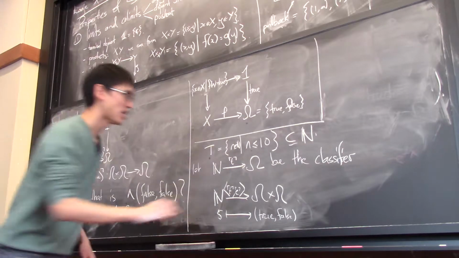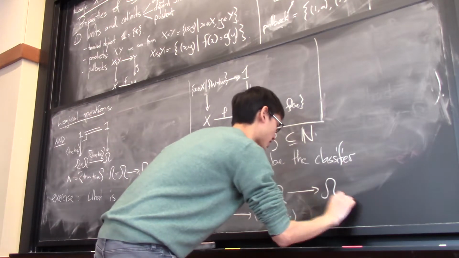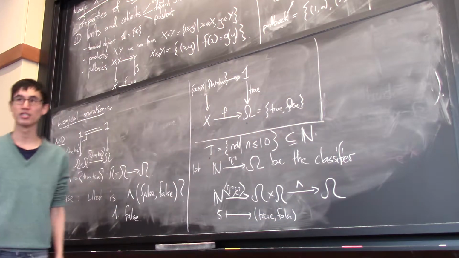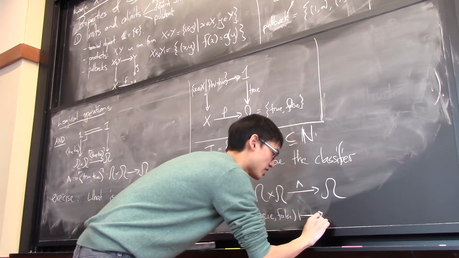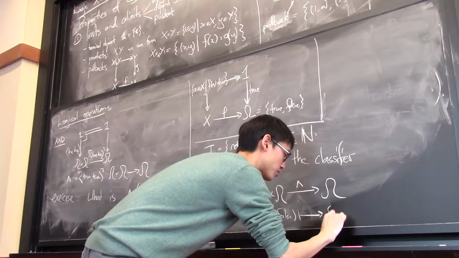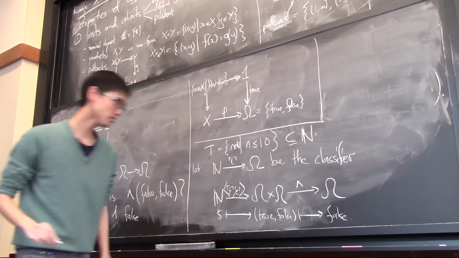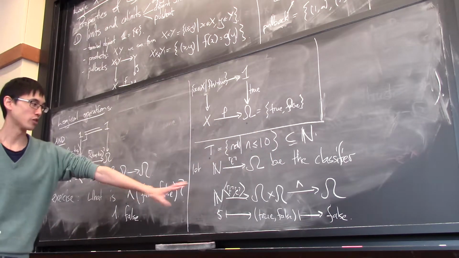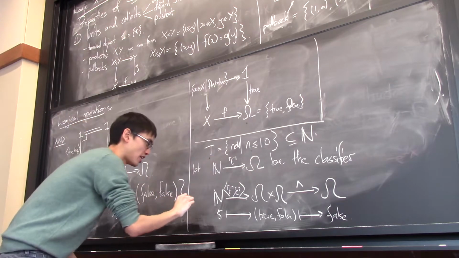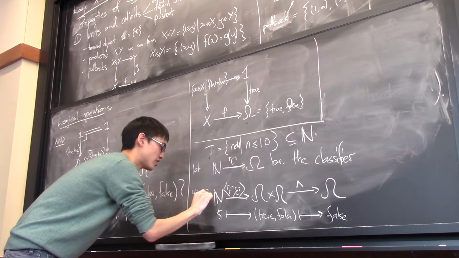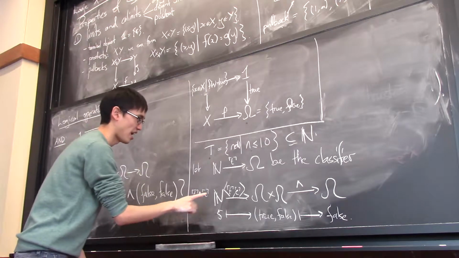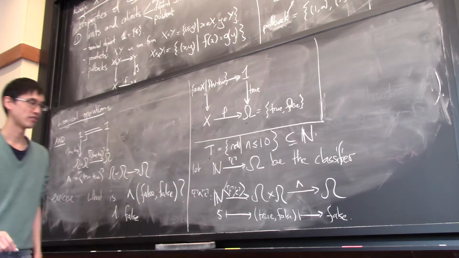And then we have a map from omega times omega to omega called and. And so what's this going to do? It's going to map this to false. We call the composite of these two maps just sort of T and E, right?